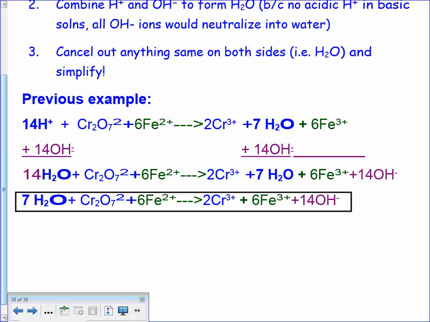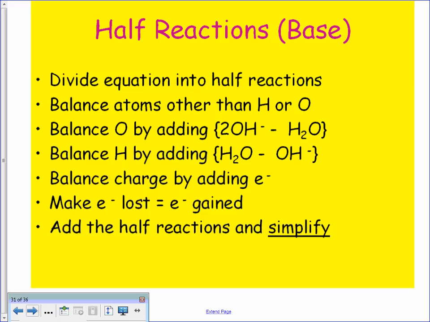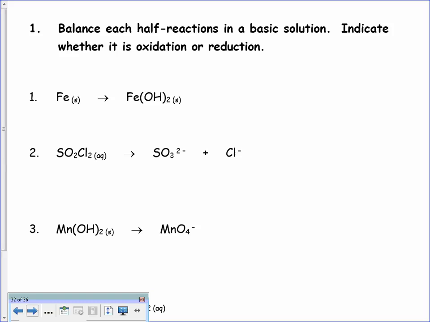That creates a situation where we have 14 waters present, and just extra 14 OHs, which is totally fine. That keeps our charge balance. Those 14 waters will cancel with all 7 of those waters. That leaves zero waters on that side and pulls us down to 14 waters on this side. So it's just the simplification step again. Not anything real extra, except for knowing that it makes sense for 0 acid to be left over in base.